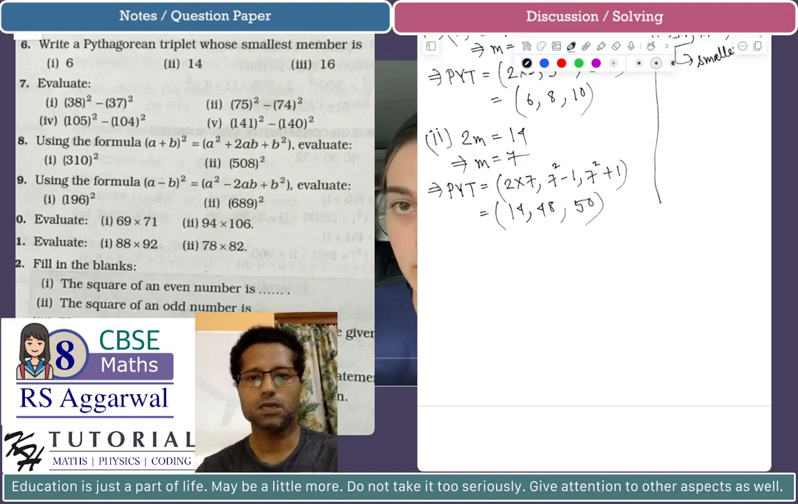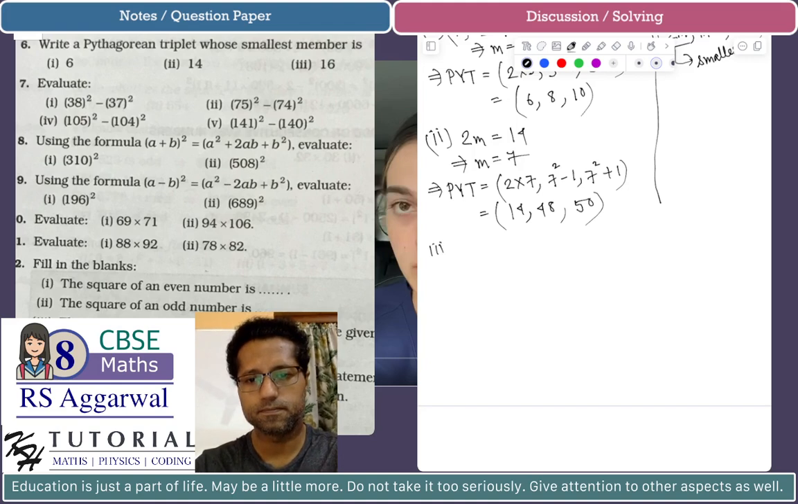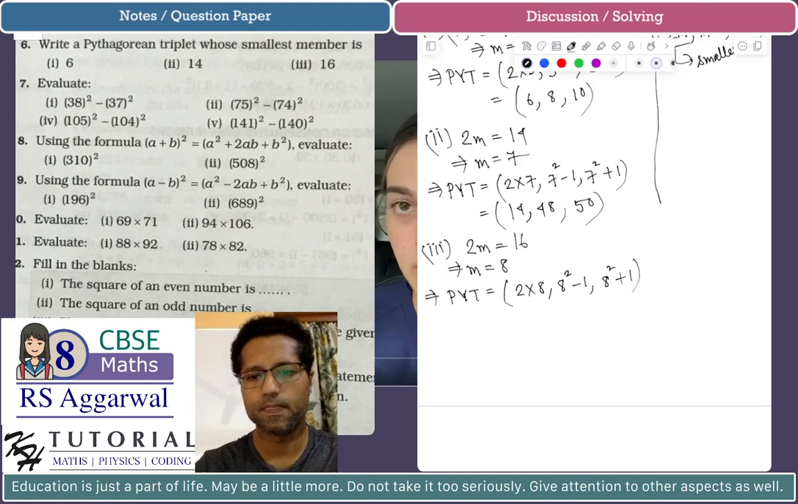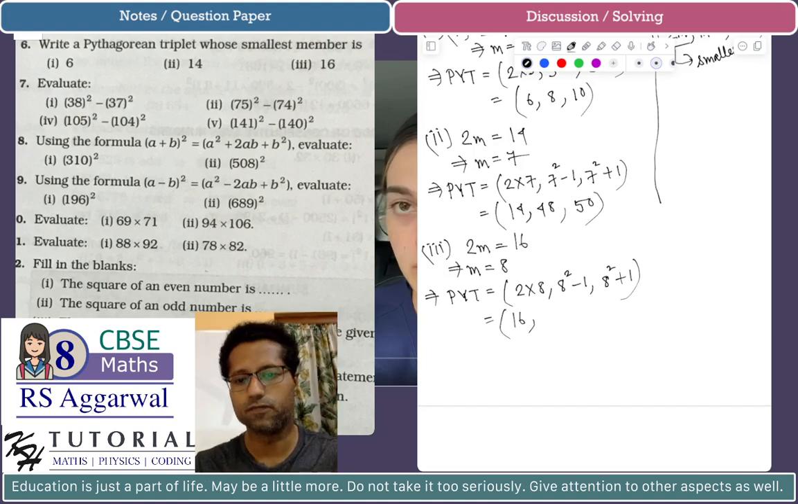Okay. Part 3 is 16. So let us say 2m equals 16. This implies m equals 8. This implies the Pythagorean triplet will be equal to 2 into 8, 8 square minus 1 and 8 square plus 1. This is equal to 16, 8 square is 64, 64 minus 1 is 63 and 64 plus 1 is 65.